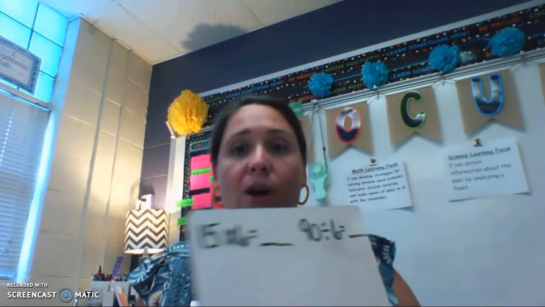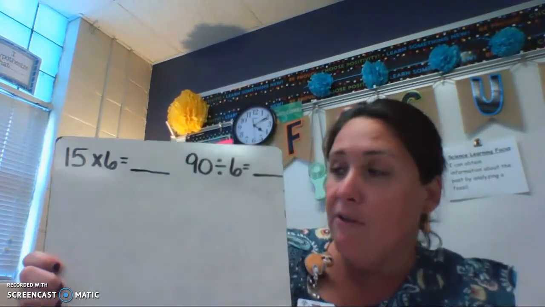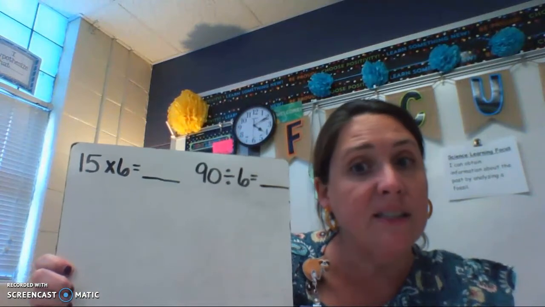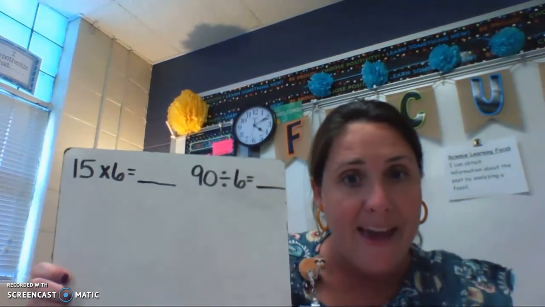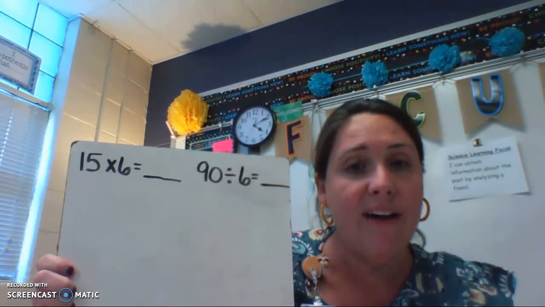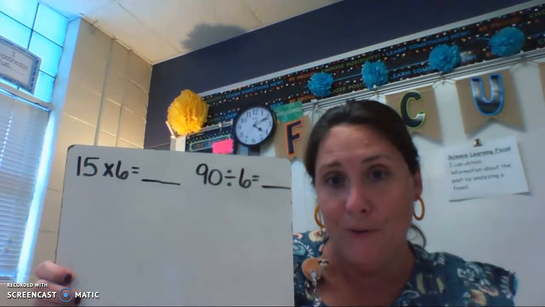Today, in this video, we are going to talk about how you can take a multiplication problem and how that multiplication problem is related to a division problem. Okay, so go ahead and grab your dry erase boards or grab a sheet of paper and pencil, and I want you to copy down these two problems. You're going to copy down 15 times 6 equals, and 90 divided by 6 equals.